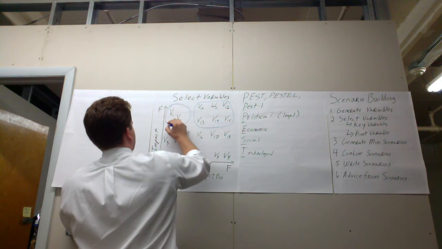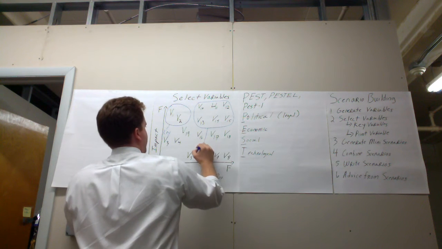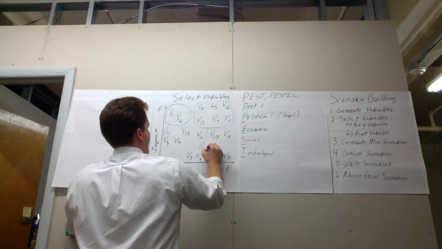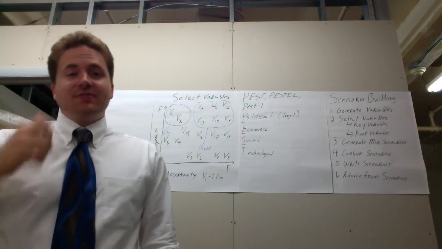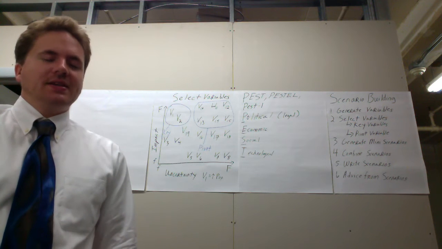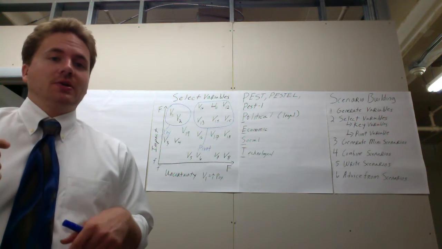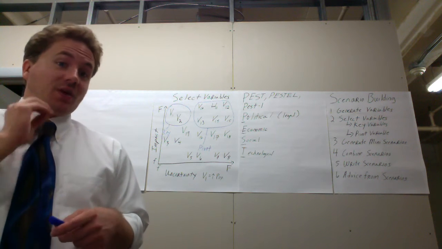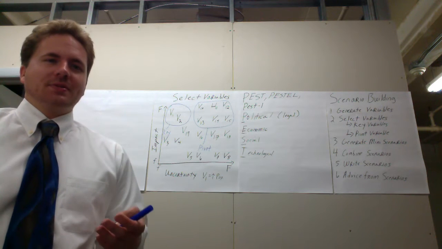So we got key here, and pivot down here. Pivot variables are basically those variables that say, well, that's really important if that happens, but I don't know if it actually will happen. Things like, what's the government going to do? What are the customers going to think? What are our suppliers going to do? What's the competition going to do?